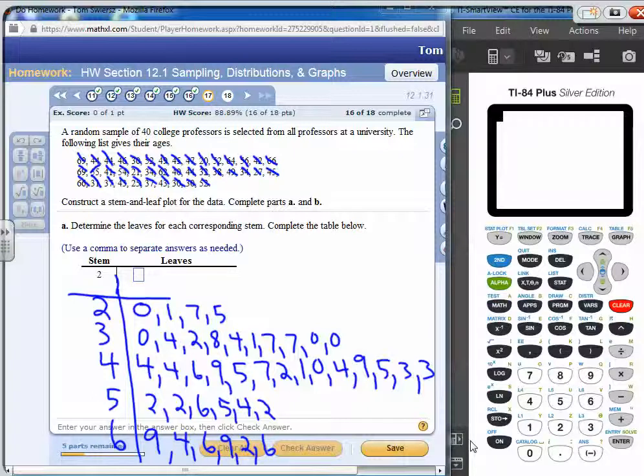The 40s have a whole bunch, right? 4, 4, 6, 9, 5, 7, 2, 1, 0, 4, 9, 5, 3, 3. The 50s have a 2, 2, 6, 5, 4, 2. And finally, the professors in the 60s are 69, 64, 66, 69, 62, and 66.